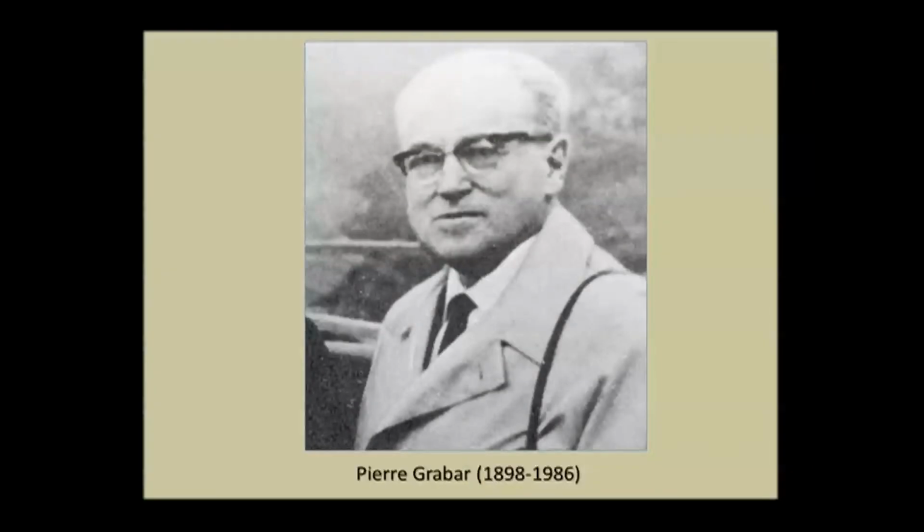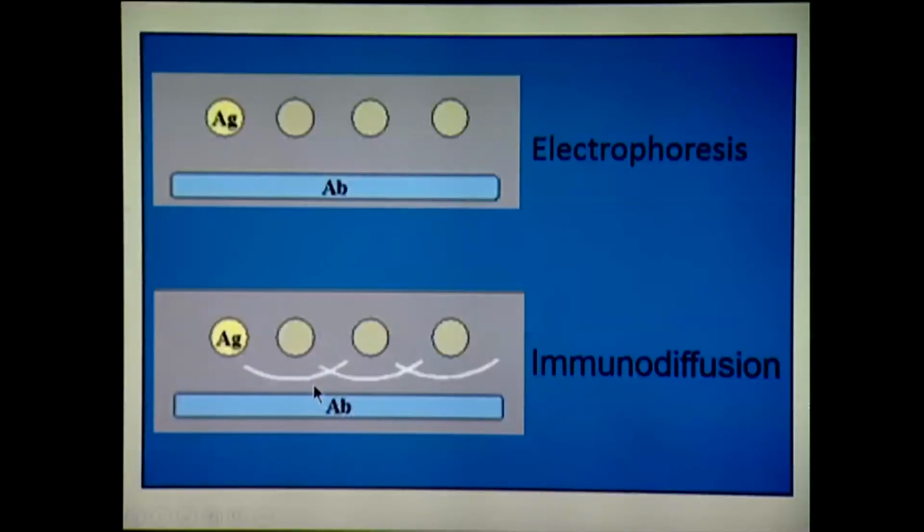It was discovered by Pierre Grabar, and this immunoassay is composed of two techniques, electrophoresis and immunodiffusion. And this is a very powerful technique to characterize antibodies present in a serum. In the immunoelectrophoresis assay, first the antigens are electrophoresed to separate different antigens depending on their molecular weight. Then the separated antigens are detected by adding antibody in troughs. The antibody will diffuse out and form bands or precipitin lines with the separated proteins.